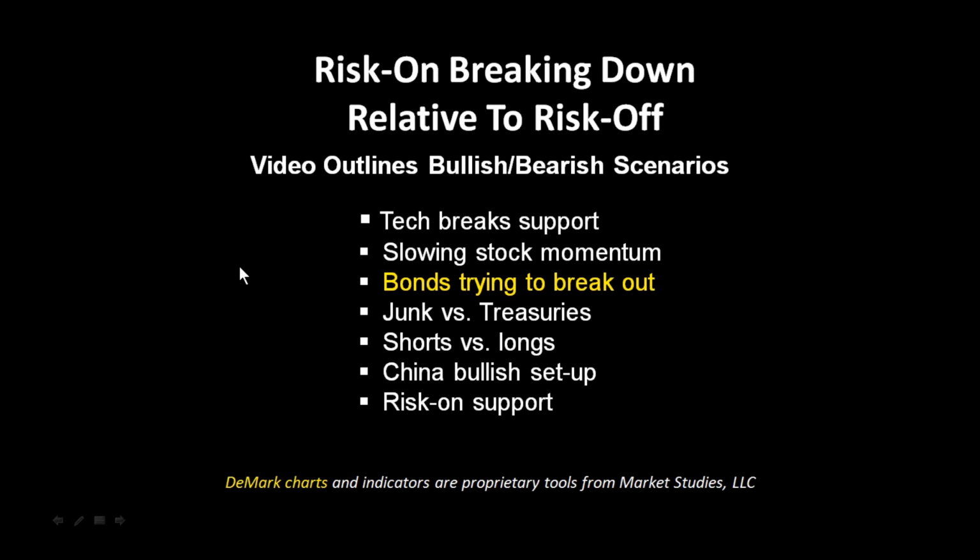In this video, we'll look at several charts outlining what to look for under bullish and bearish conditions. We'll start with a look at some support breaks in technology and some potential support that's still in the picture. We'll look at slowing momentum on the S&P 500, bonds relative to stocks, and in that case we'll examine some DeMark charts, another risk on versus risk off ratio in the form of junk bonds versus treasuries.